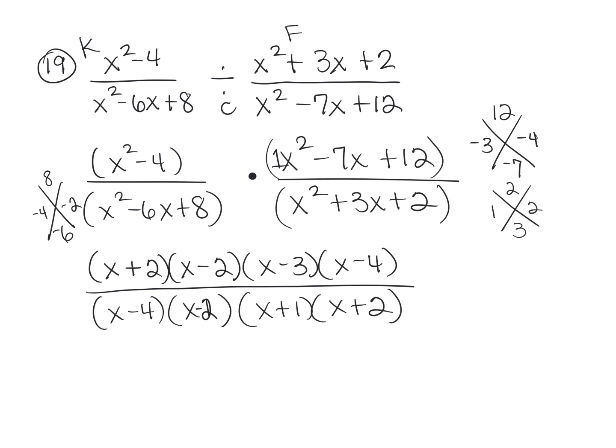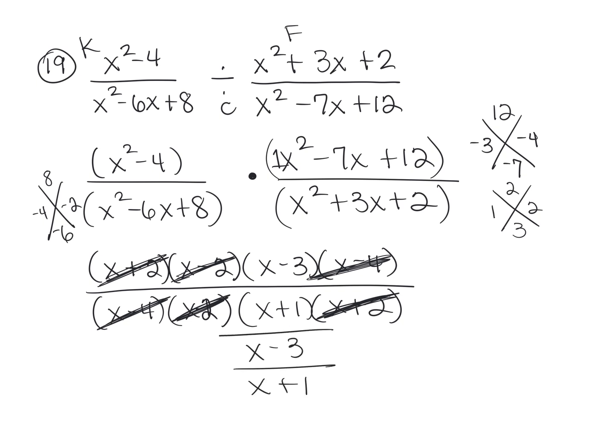And now all we're doing is looking for twins. So x minus 2's are gone. I have an x plus 2 here and here. I have an x minus 4 here and here. So my final answer is x minus 3 divided by x plus 1.